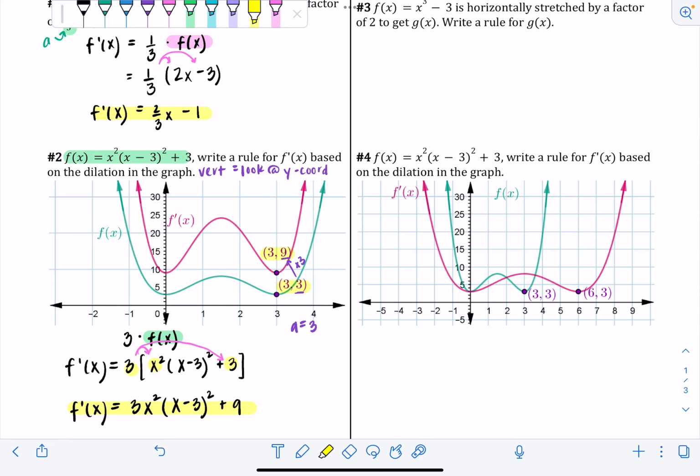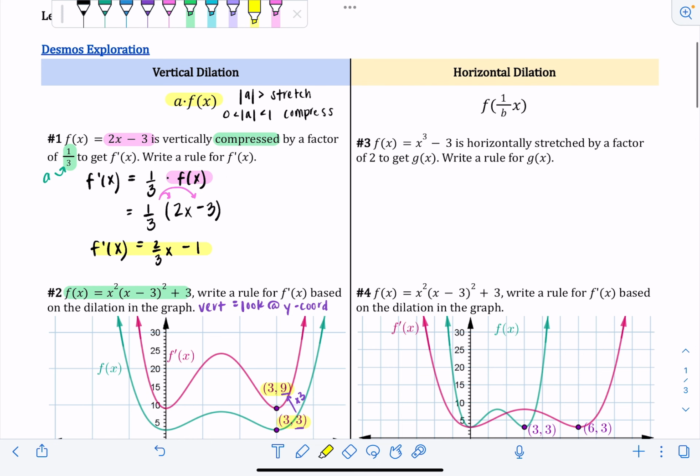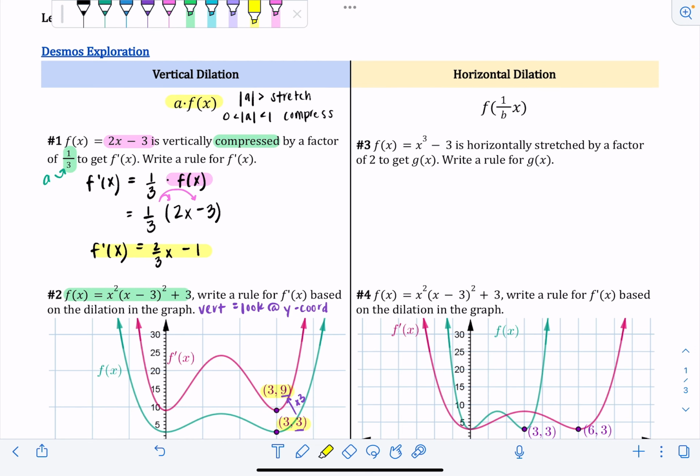We're going on to horizontal stretch and shrink. So horizontal dilation is f of 1/b x. Sorry, I keep saying, in my mind I see the fraction, I think 1/2. I don't know why, but f of 1/b x. So same thing here, if the absolute value of b is greater than 1, it's a stretch. And then if the absolute value of b is less than 1 and greater than 0, it'd be compress or shrink.